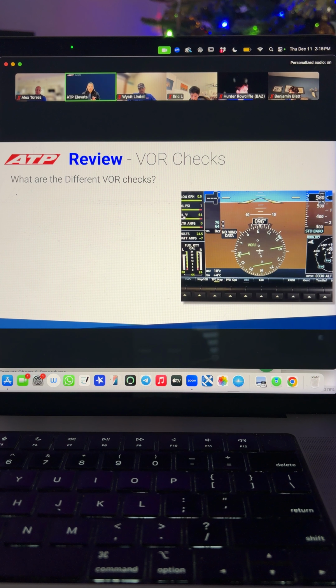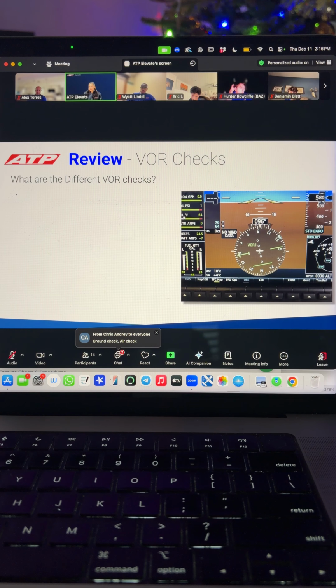All right, so VOR checks. Who knows what the VOR checks are? This should be a review for all of you guys, because now you are all pilots. Anybody want to chime in? What are the VOR checks that are available to us? Ground checks, air checks. What is the bearing error that's allowed? Plus or minus 4, very good. Now, for the air checks, what is it? Plus or minus 4 for ground checks, but what is it for the air? Very good, plus or minus 6.